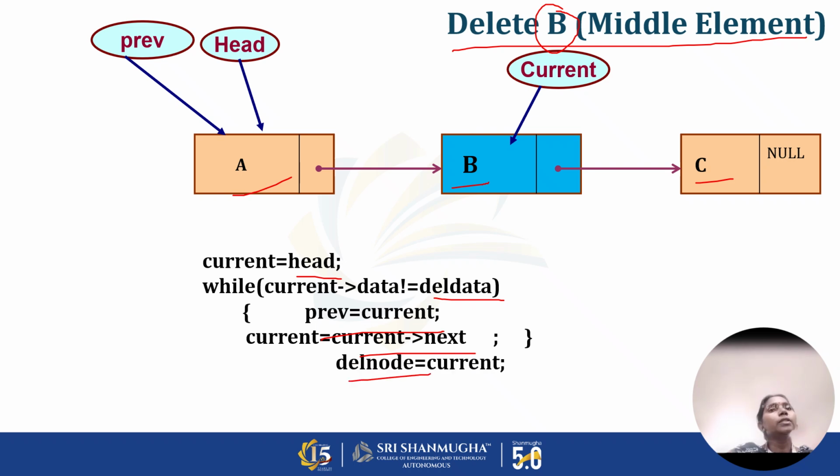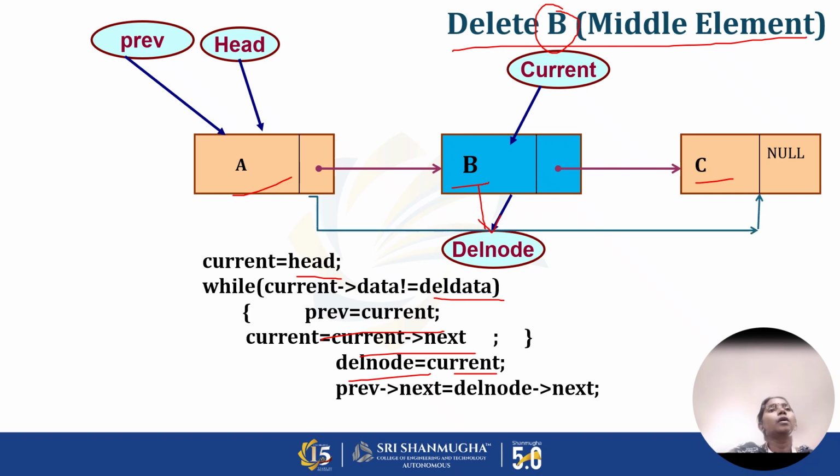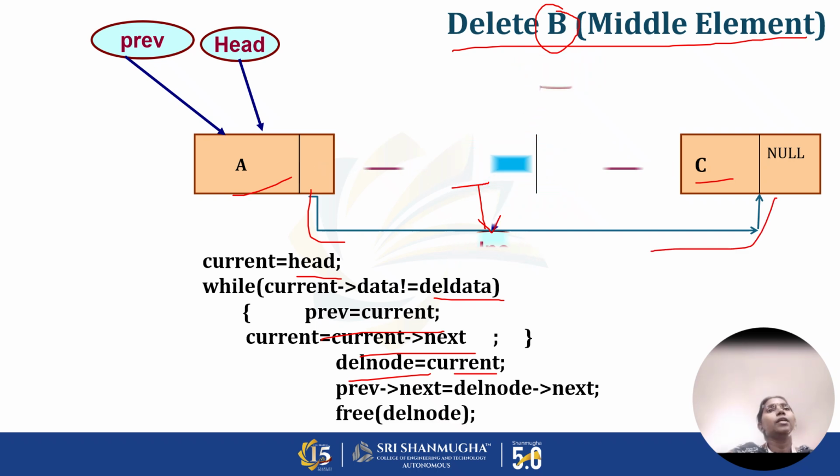So now del node is the current node. B is the del node now. Then this is the pointer here. We have to delete the middle node B. So this node is deleted here, and this is the first node and this is the next node. The address should be changed here to this one.